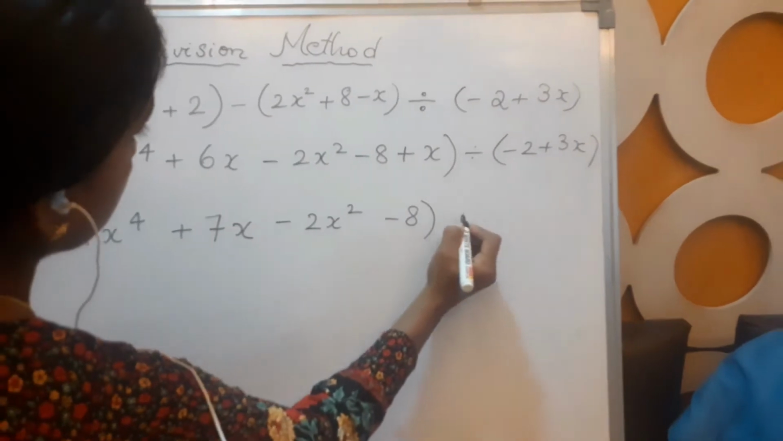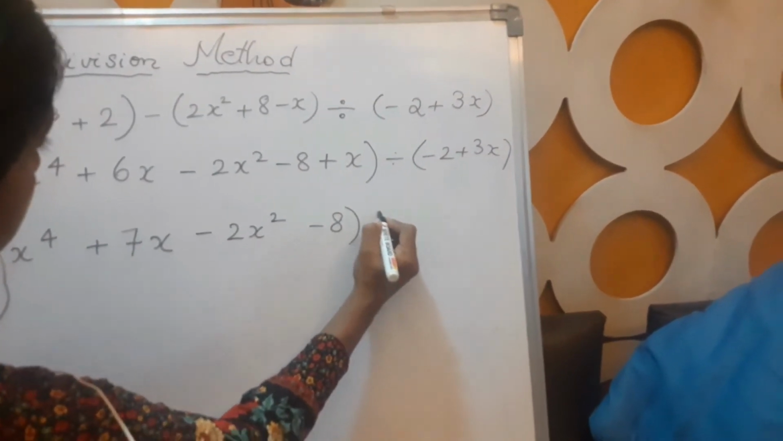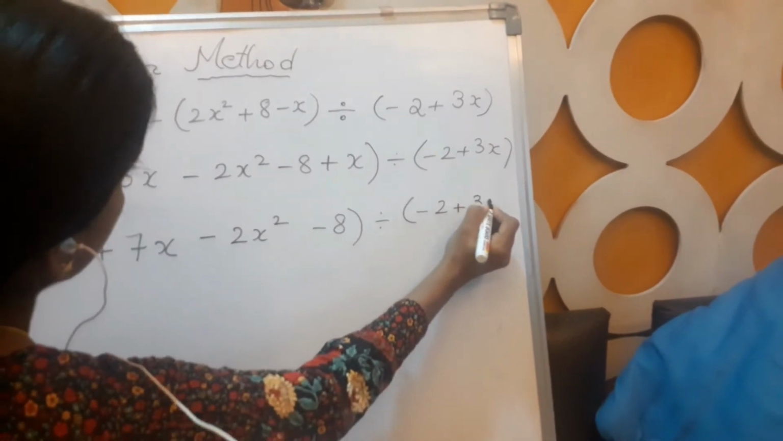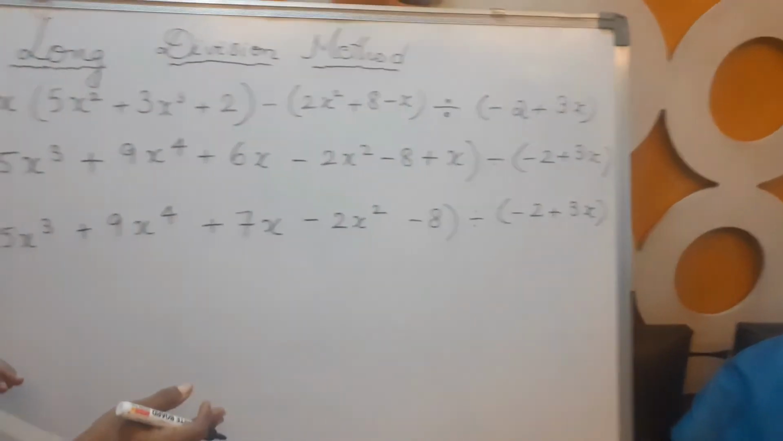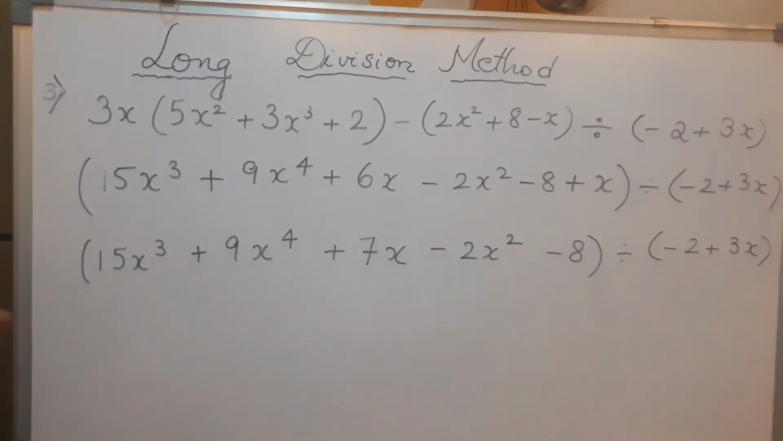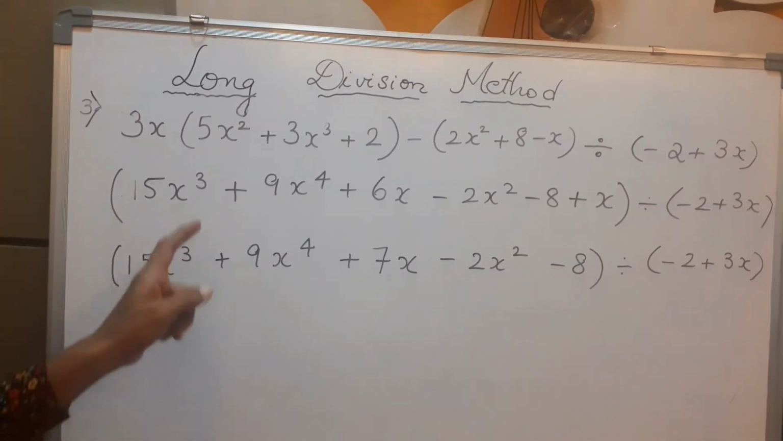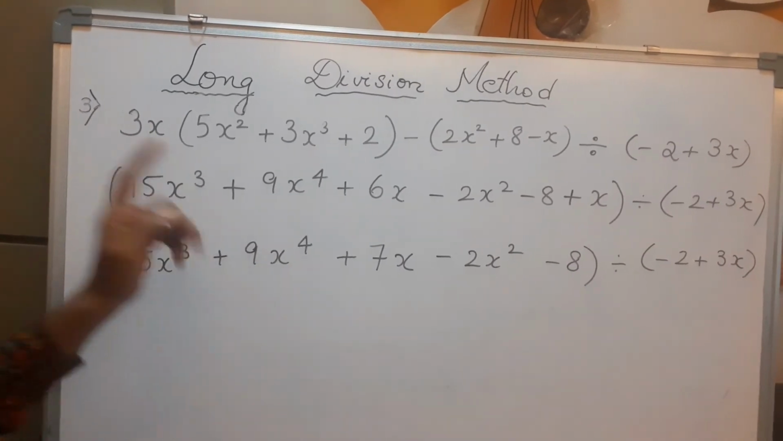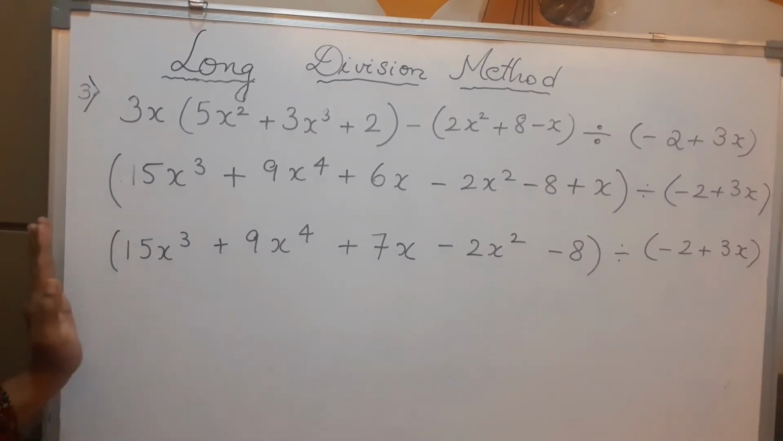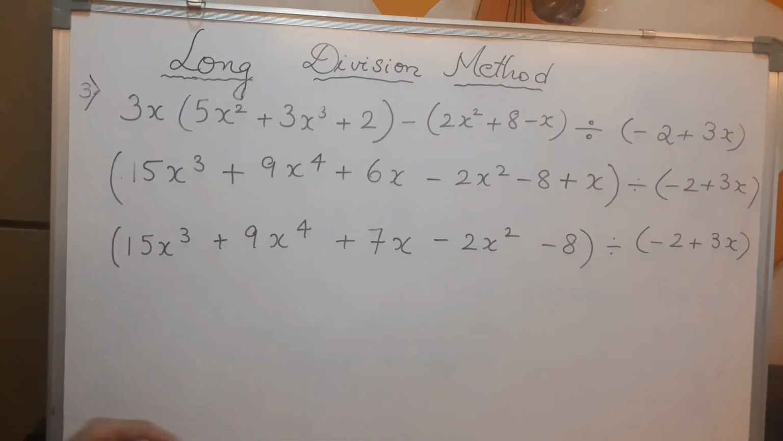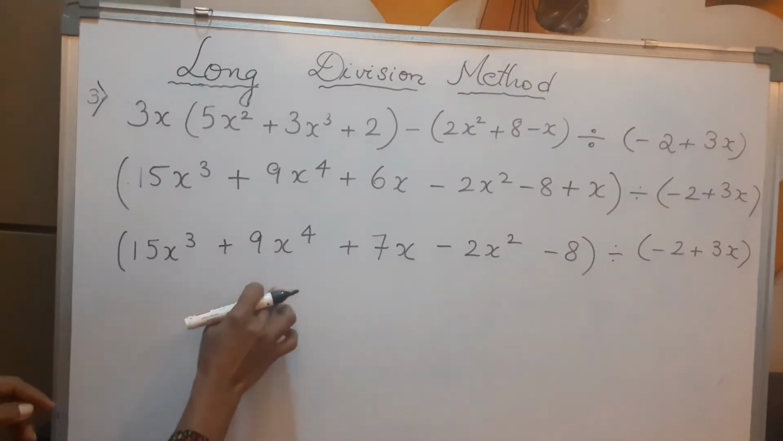This is your dividend simplified, divided by minus 2 plus 3x. Now the second part is you have to put it in the standardized format. This is not yet in the standardized format. What is standardized format? The power of the variable is from higher power to lower power in the decreasing order. It has to be in that format. Alright. So now here how will you write the standard format?